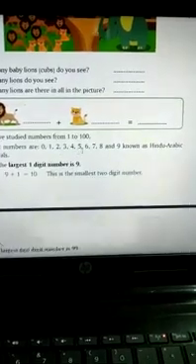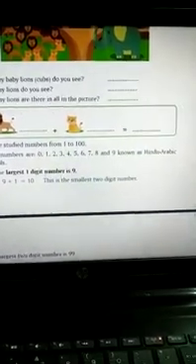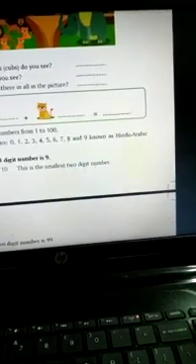First digit numbers are 0, 1, 2, 3, 4, 5, 6, 7, 8 and 9, known as Hindu Arabic numerals. The largest one number is 9. तो यहाँ पर एडिशन दिया गया है 9 plus 1 equals to 10. This is the smallest 2 digit number. Smallest 2 digit number है ये. Okay?